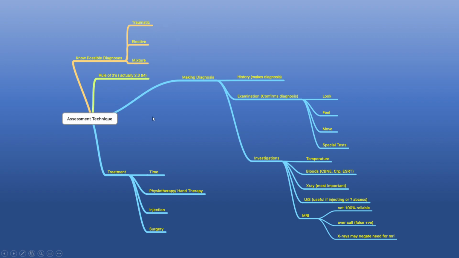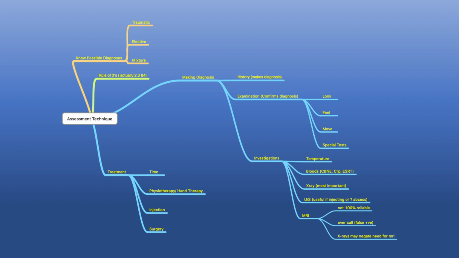Now, the rule of threes actually keeps going on throughout the whole of the assessment. It's not just purely for subdividing the diagnoses, but it occurs in all aspects of life. When we assess a patient, our assessment is made based upon a history, which helps us make the diagnosis, our examination, which helps us confirm the diagnosis, and then our investigations, i.e. 1, 2, and 3, the three options. As I say, history helps us make the diagnosis, examination helps confirm the diagnosis, and the investigations help us stage the condition, determine treatment options, and determine prognosis.